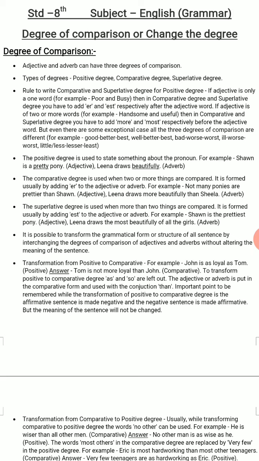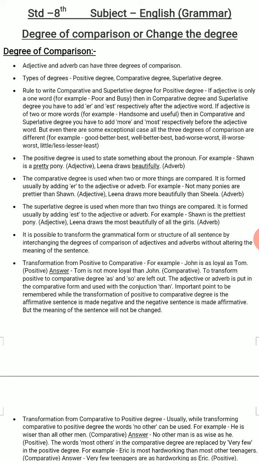Rule to write the comparative and superlative degree from the positive degree. That means if the positive degree is given to you and you have to write the comparative and superlative degree, what kind of rule is to be followed? If the adjective is only one word, for example, poor and busy, then in the comparative degree and superlative degree, you have to add er and est respectively after the adjective word.